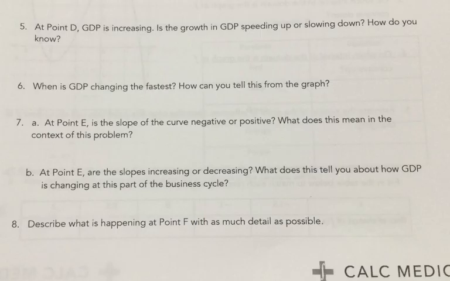Five, at point D, GDP is increasing. Is the growth of GDP speeding up or slowing down? And how do you know? Yes. The graph is getting flatter, is the way they explain it. But it is, as we get closer to the peak, growth slows. So at D, is the graph concave up or concave down? Down. At D, the graph is concave down. Looks like an umbrella.